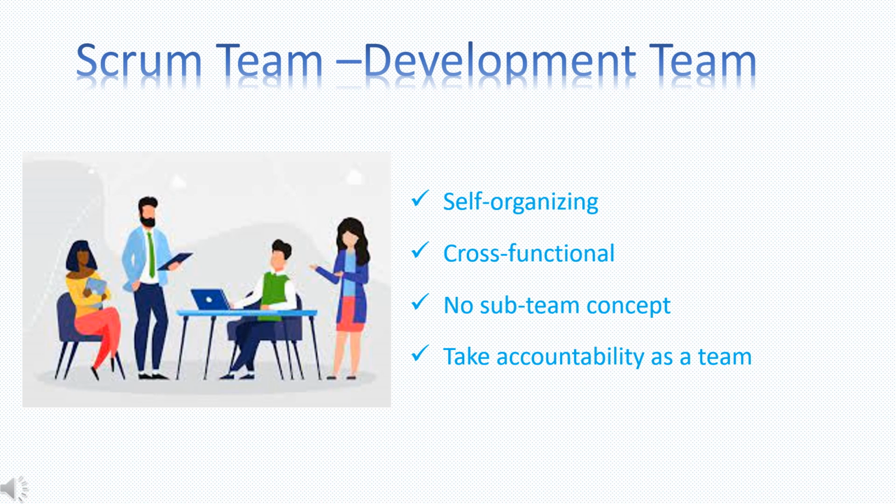The characteristics of the development team include that they are self-organizing. No one, not even the Scrum Master, tells the development team how to perform their own work. They are cross-functional, with all of the skills necessary to create the product of the project. And there are no sub-teams in the development team. There may be team members with specialized skills, but accountability belongs to the development team as a whole.